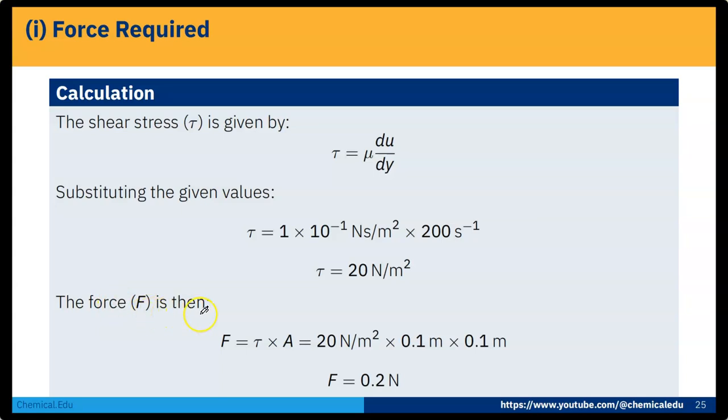Now what will be the force? So we know that tau is shear force by applied area. So force will be tau into A. Now we know tau already, tau is 20 Newton per meter square, and area is 0.1 meter into 0.1 meter. So if we do the calculation we will get that force is 0.2 Newton. That is the first part of the question. So part 1 answer is 0.2 Newton.